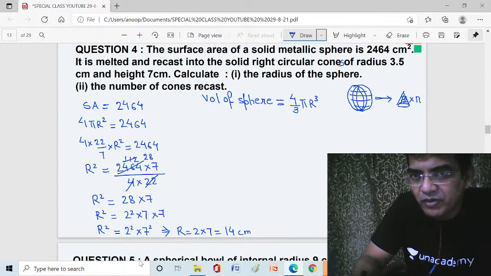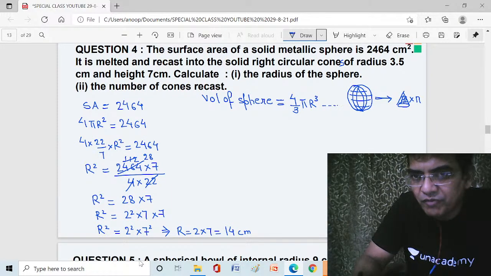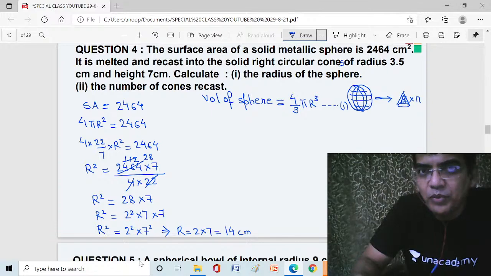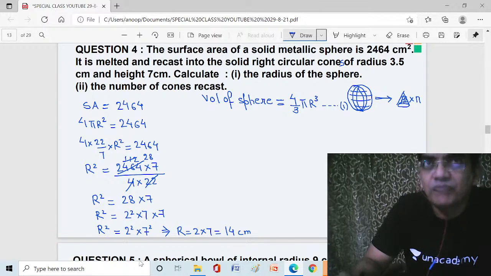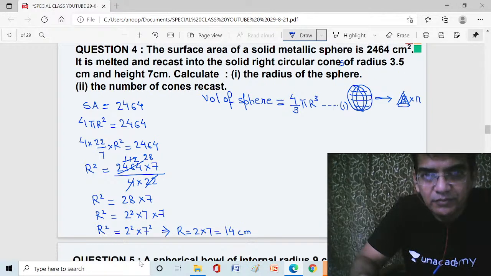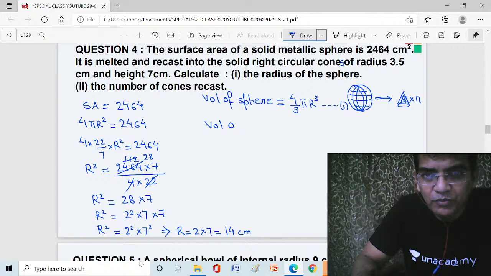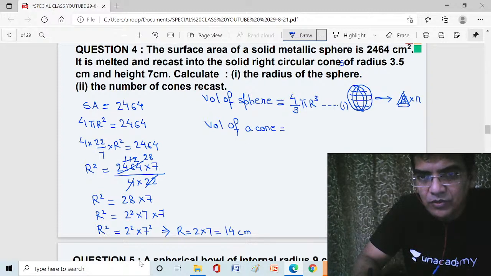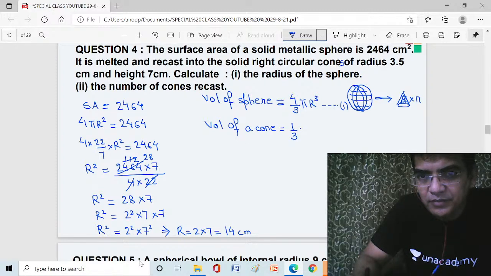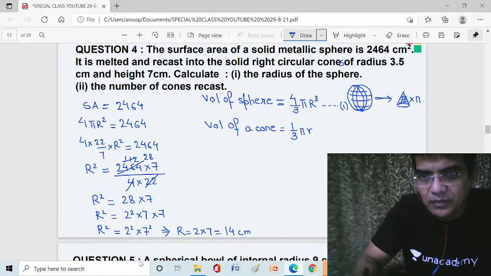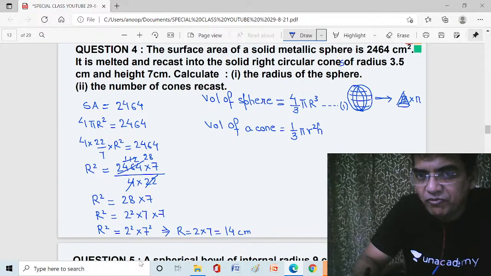So first we have got volume of a sphere, right? Now we need volume of n cones. So first we will find volume of one cone. So volume of a cone. So one cone. So formula is 1 by 3 pi r square h. This is volume of one cone. Now as there were n cones, so you can write volume of n cones.